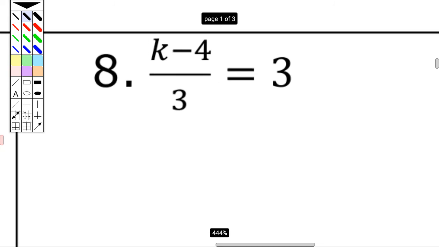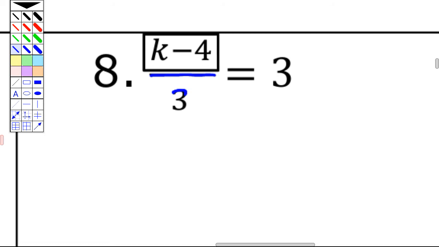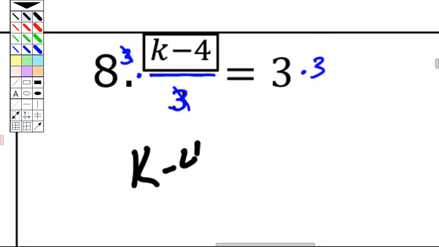And last one here. Get that variable term all by itself. So how do you get rid of a divided by 3? Well, I need to multiply by 3. 3 over 3 is 1. Same thing over here, multiply by 3. So we get the k minus 4 comes straight down. What's left on the right side? 3 times 3 is 9.